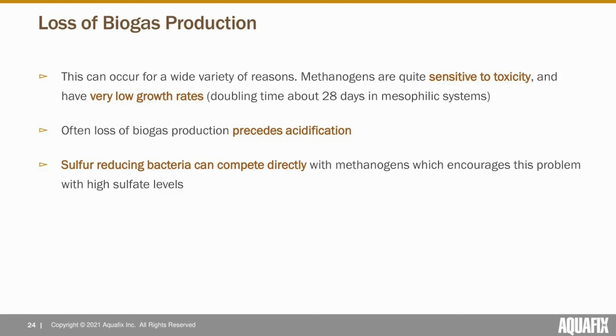Loss of biogas production can be a really confusing problem because it can occur for a wide variety of reasons. These could be related to your waste substrate just not being great at certain times. Methanogens in general are quite sensitive to toxicity and have slow growth rates. And they tend to get really lazy if they don't like the conditions. So your methanogens might just go ahead and take a nap during certain times because they don't like something, like maybe you have more sodium come in than normal. And then you lose biogas for a couple days. And then if that goes on for a period of time, you have to go back and worry about acidification. Sulfur-reducing bacteria can also reduce methane production by competing directly with methanogens, which is another thing to watch out for.